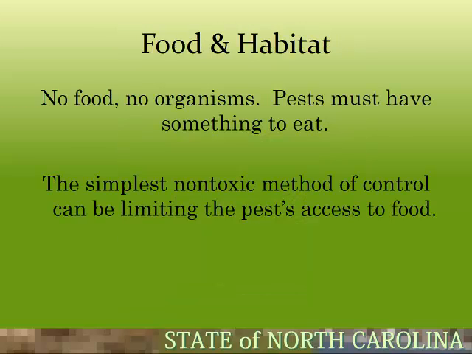Food and habitat. If there's no food, there's no organisms. Pests must have something to eat. And the simplest non-toxic method of control could be just eliminating their food source. So again, integrated pest management. Is there a way to get rid of the pest's food? Very, very simple. Start thinking about ways of how to do that.